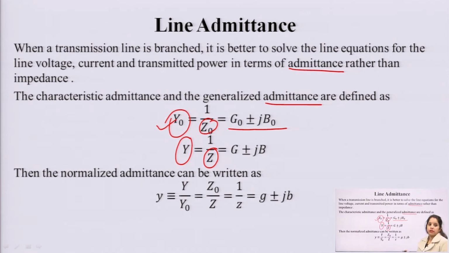Similarly, our normalized admittance, small y, is capital Y upon Y naught, and of course this will be the inverse, which is why it is equal to Z naught upon Z. And if we want to express this in terms of the normalized impedance, then it is equal to 1 upon z. So, basically admittance and impedance are related to each other in inverse order. When we want to write the admittance, it will be the inverse of the impedance.